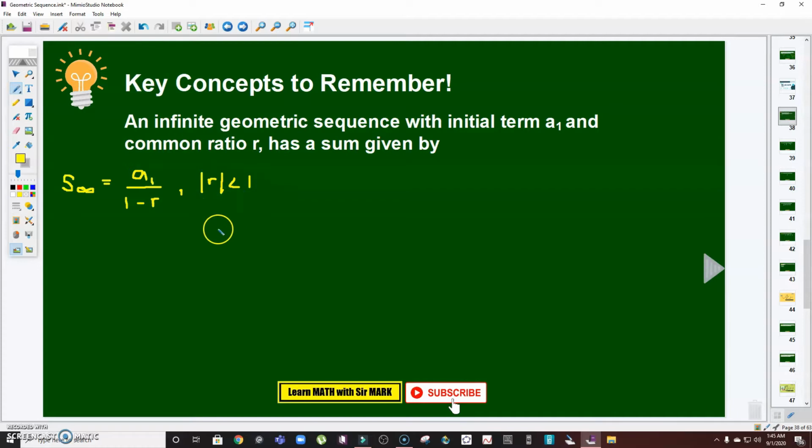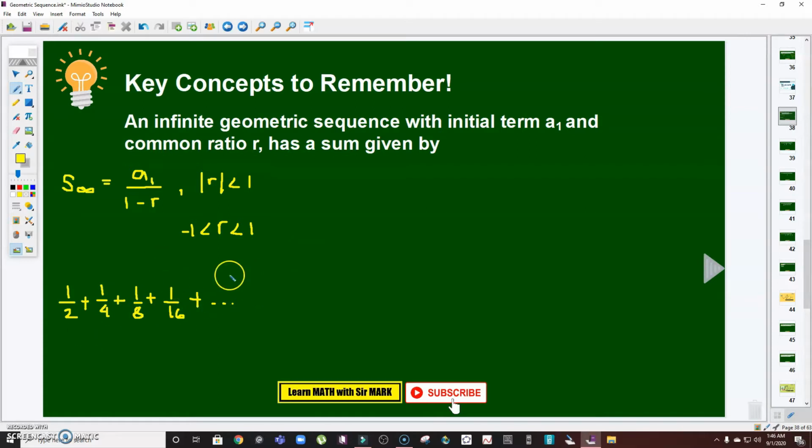So, ang ibig sabihin nito, your r is greater than negative 1 but less than 1. So, may restriction yung common ratio natin. See that? Now, this is best explained with this series. Suppose I'm going to add 1/2, 1/4, plus 1/8, plus 1 over 16 up to infinity.